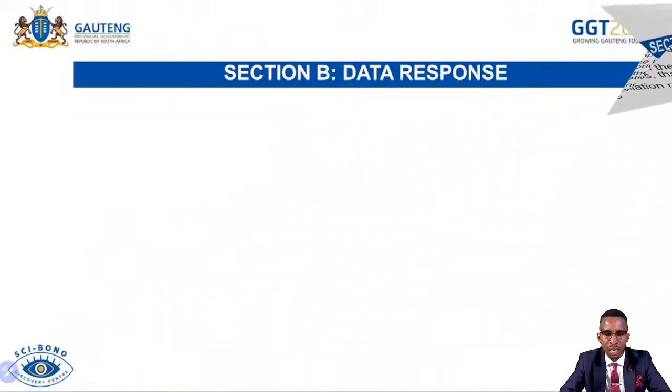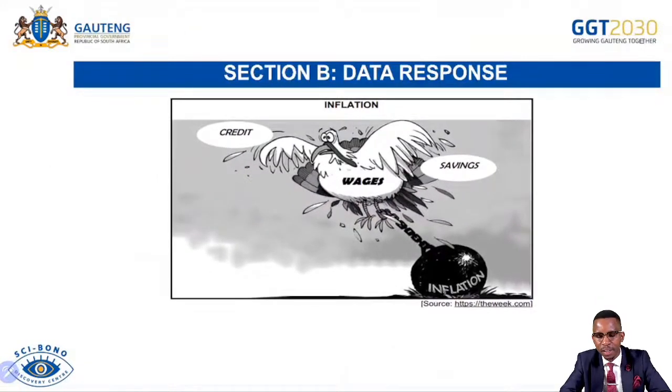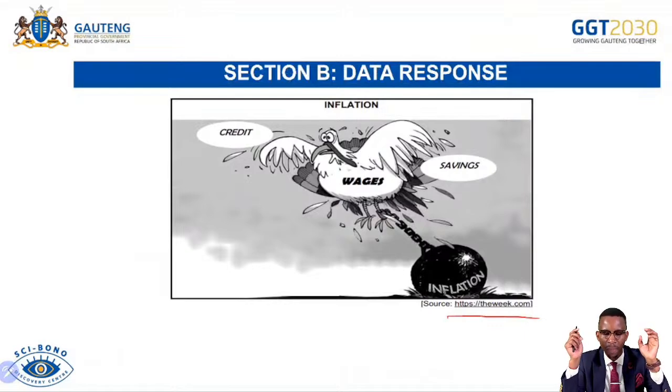We continue with another data response in there. There we are given the cartoon. We have inflation, the credit, savings, and wages. Inflation. There you go. Then we are given the source of the information in this case. So in your mind, you need to check the following. If there is more credit creation, there will be more demand for goods and services, and that will lead to what? The demand pull inflation.